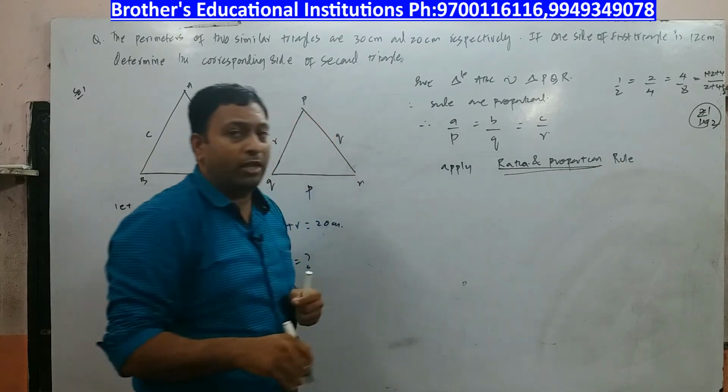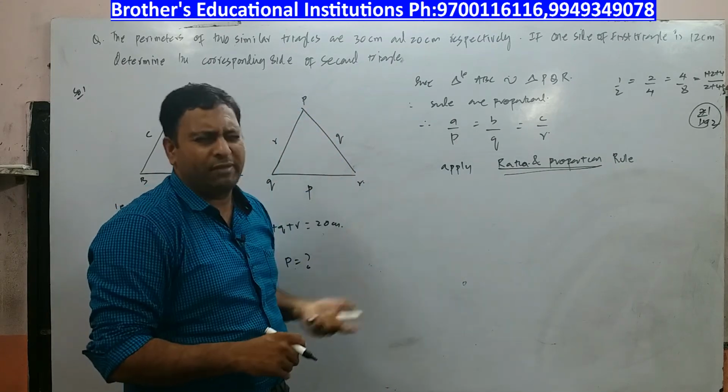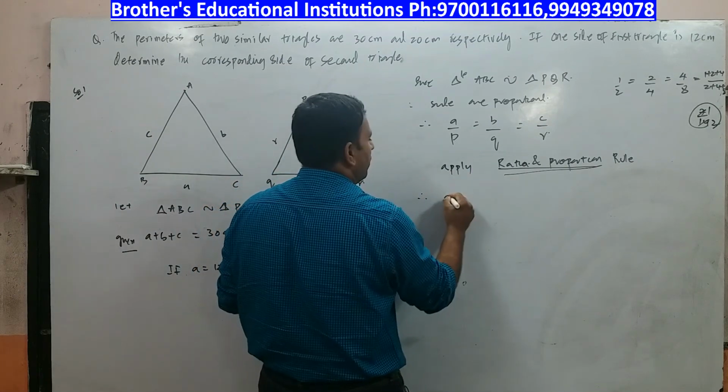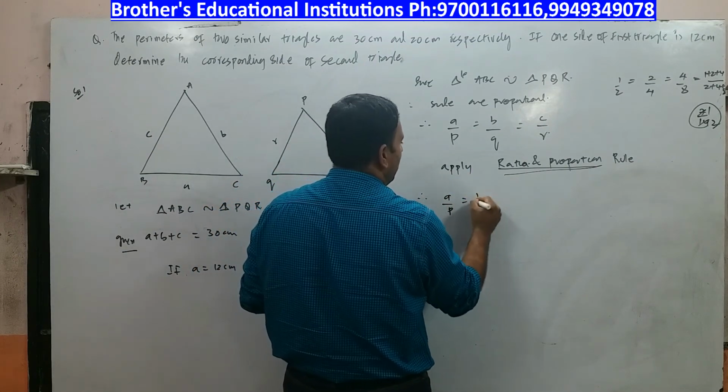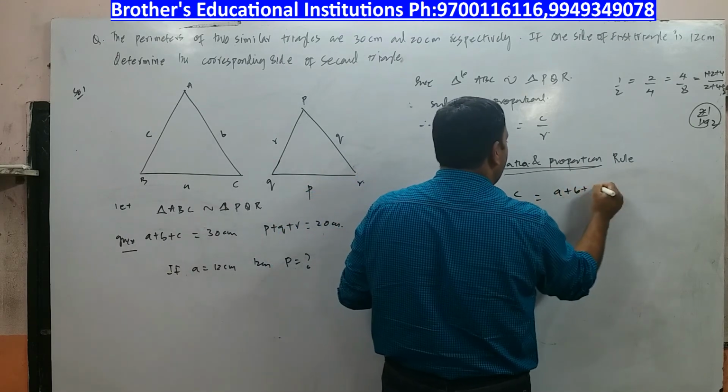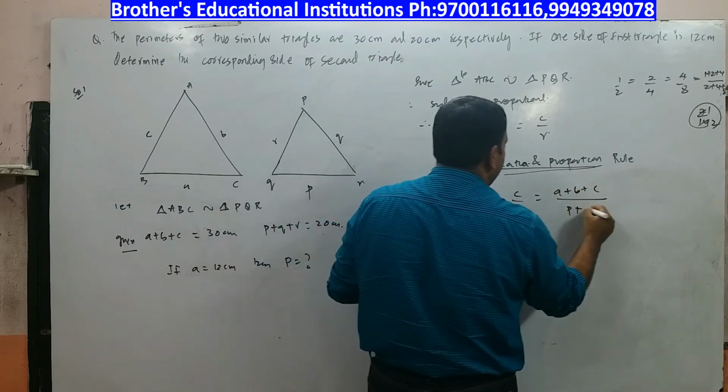It is not mentioned in your 10th class, but somewhere in 7th or 8th class I believe you had this rule. So apply the ratio and proportion rule. Therefore I will get A by P is equal to B by Q is equal to C by R, and each of them is again equal to A plus B plus C by P plus Q plus R.